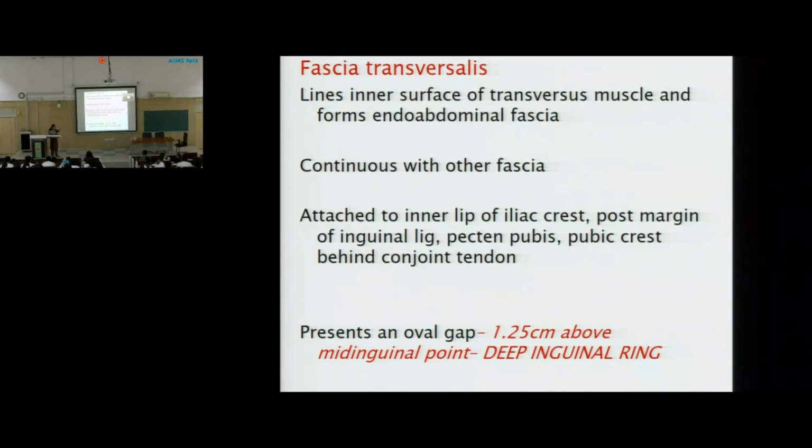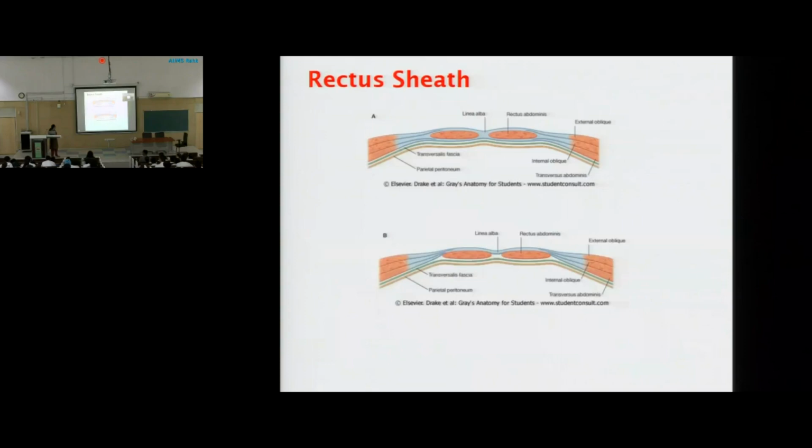Okay, so this is now the innermost layer. Where is it going to get attached? Obviously onto the innermost lip of the iliac crest, along with which muscle? Transversus abdominis. Then it is going to get attached to the posterior margin of the inguinal ligament, and then the pecten pubis, everyone knows. Pecten pubis, pubic crest, and behind the conjoint tendon. Obviously, when we say pecten pubis and pubic crest, it becomes the area of the conjoint tendon only. Clear? So this is the fascia transversalis.